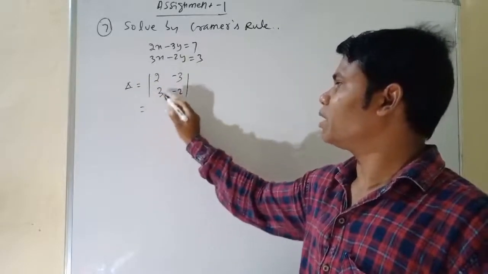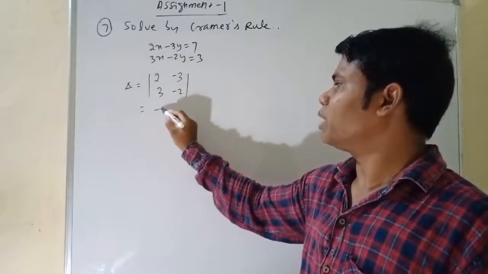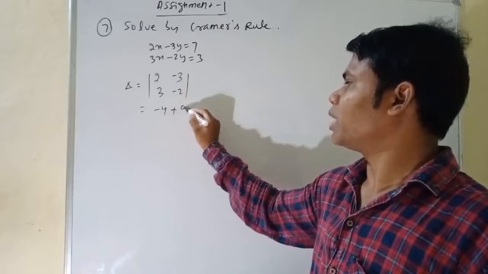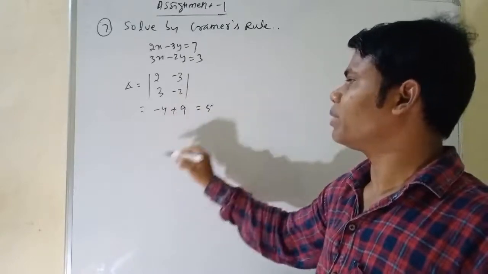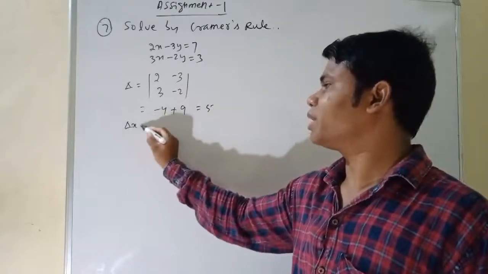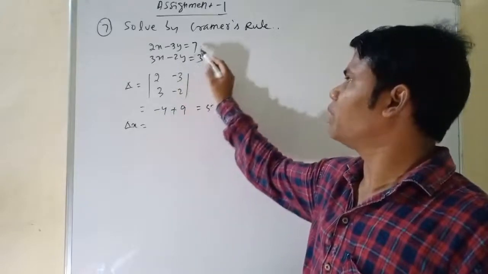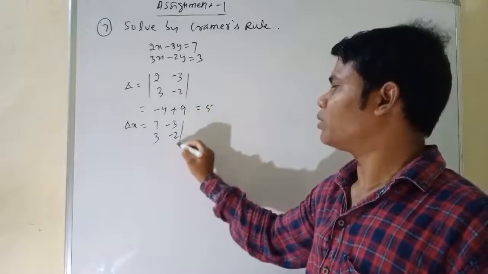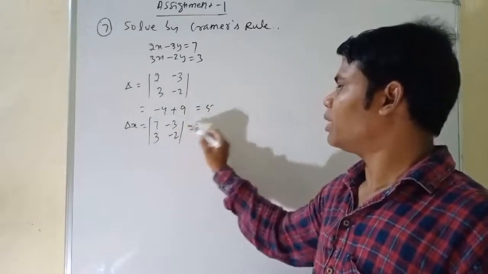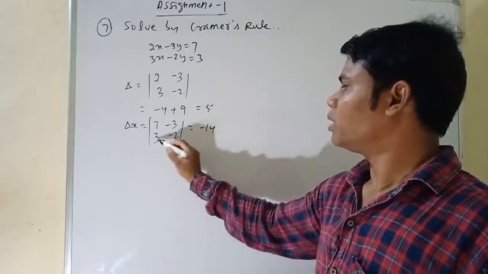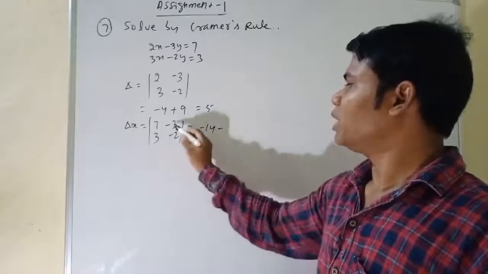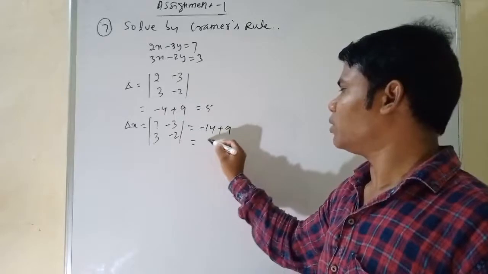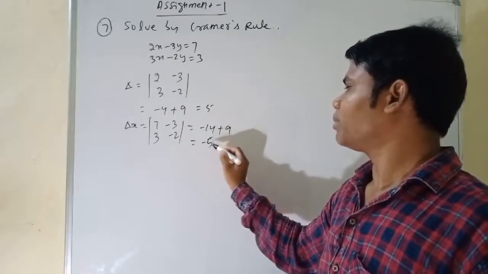You get 2 into minus 2, that is minus 4, minus 3 into minus 3, that is plus 9, is equal to 5. Next you find del x. In the place of 2, 3 you write 7, 3, with minus 3, minus 2. That is 7 into minus 2, minus 14, minus 3 into minus 3, this becomes plus 9, is equal to minus 5.